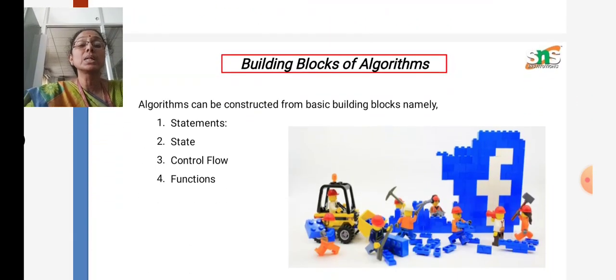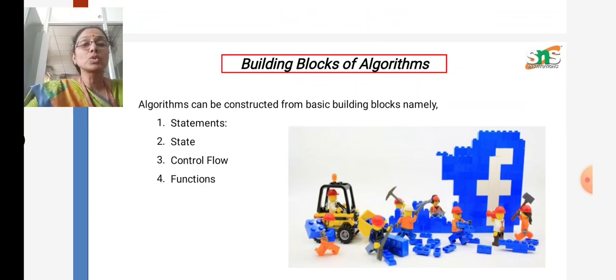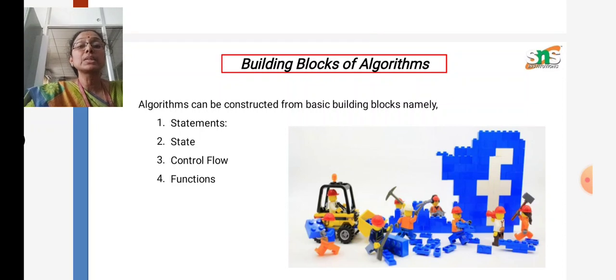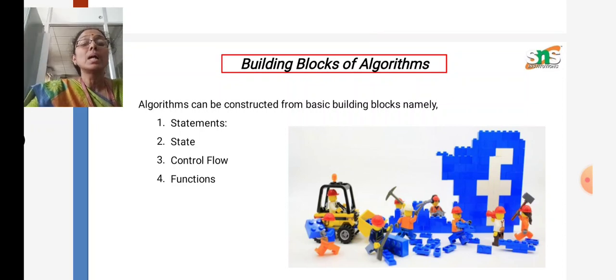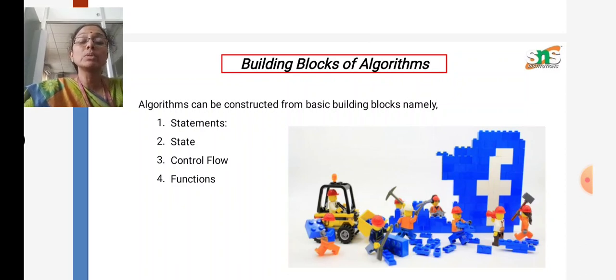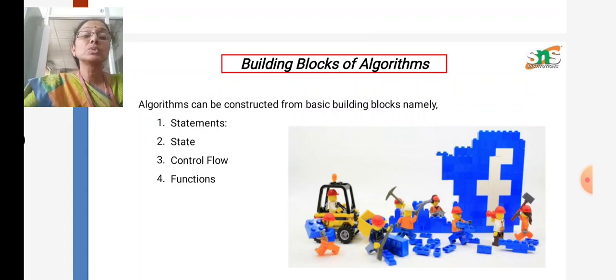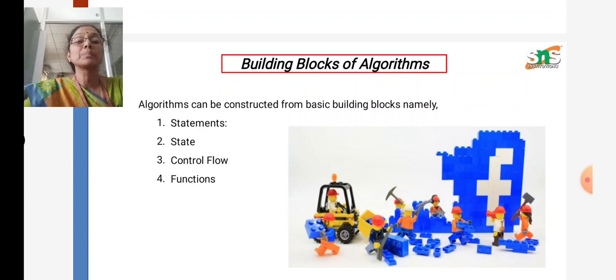In control structures, we have control flow, which has three types: sequence, selection, and iteration. Up to selection we have seen. In today's video, we are going to see what an iteration execution is and what a function is. Based upon these two things, we will see how the algorithm is derived.